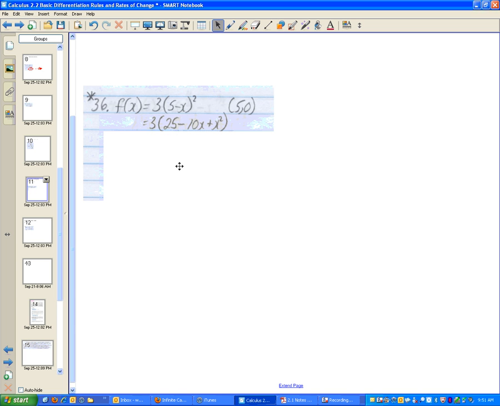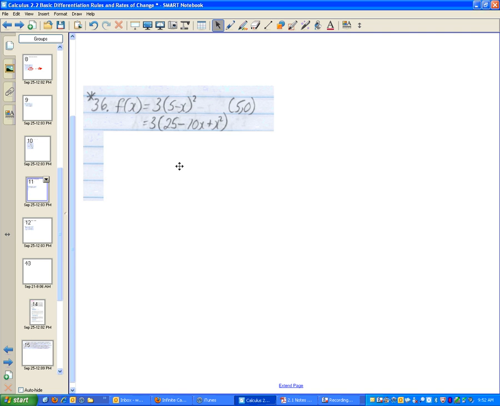First, square the binomial. A minus b, quantity squared, turns into a squared minus 2ab plus b squared. So that's 5 squared minus 2 times 5 times x plus x squared. And we've got the 3 in front.